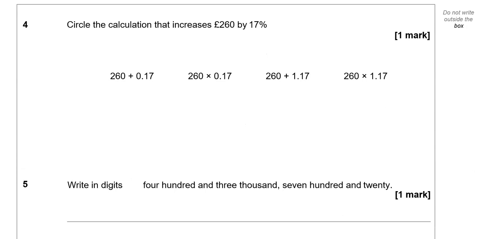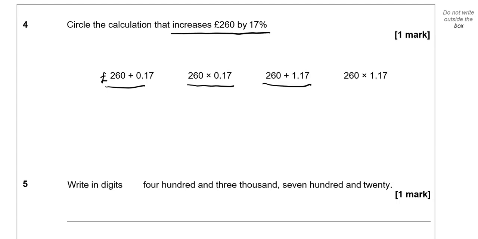Circle the calculation that increases £260 by 17%. So this option and this don't work because it means adding the amount with a percentage written as a decimal, so they don't add up. This one here, 260 times 0.17, will work out what is 17% of 260. It will not give the increase, so the increase should include the 260 as well. That's why it's this option here, because it is 1 add 0.17. So it includes 260 and also the 17% increase to give us the total.